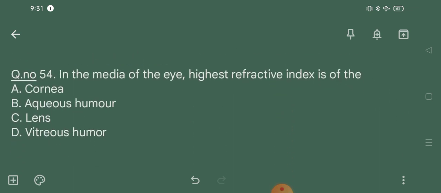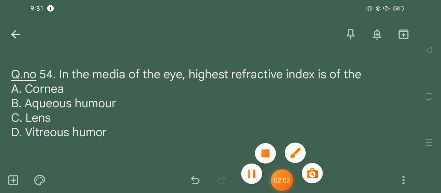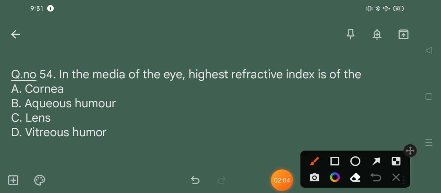Question number 54. In the media of the eye, highest refractive index is of the option A cornea, option B aqueous humor, option C lens, option D vitreous humor. The correct option is option C, that is lens. लेंस का सबसे हाईएस्ट रिफ्रैक्टिव इंडेक्स होता है इनमें से.